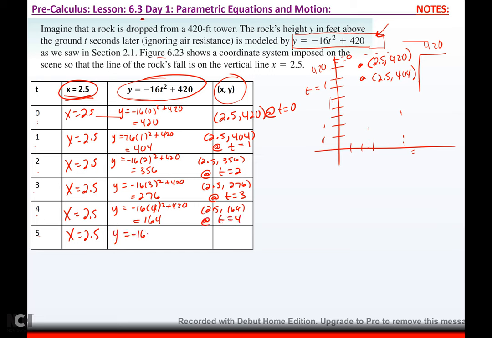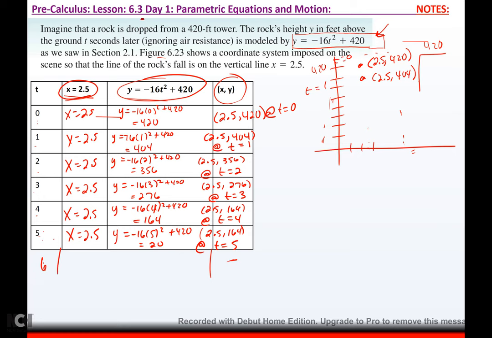y equals negative 16 times 5 squared plus 420 gives me 20. So that's (2.5, 20), and that's at time equals 5 seconds. And if you kept going at 6 seconds, it's going to be past the ground. If you did 6 seconds, you get a negative value here, which means somewhere between 5 and 6 seconds, the rock hits the ground.